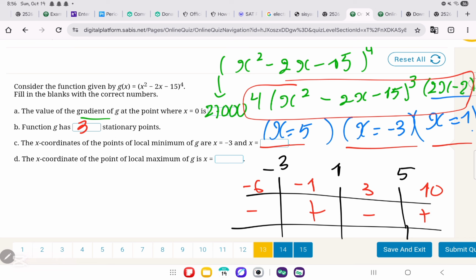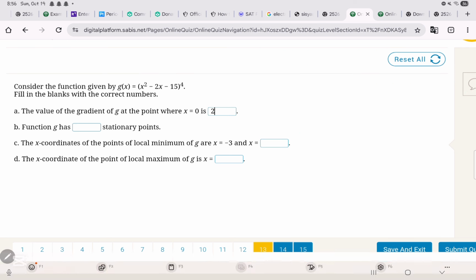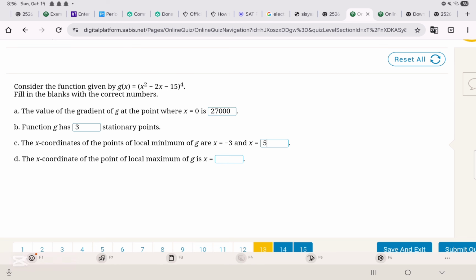So as you can see, it's what? It's decreasing, then increasing, then decreasing, then increasing. That means we have 2 local minimums, which are minus 3 and 5. And 1 local maximum, which is at what? Which is at x equal to 1. So this is 27,000, 3 stationary points, minus 3 and 5, and then x being equal to 1.